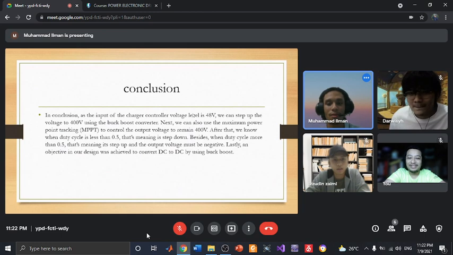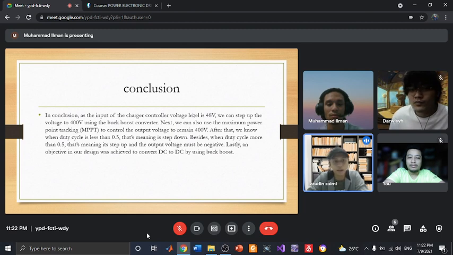Okay, in conclusion, as the input of the charge controller voltage level is 48 volt, we can step up the voltage to 400 volt using the buck boost converter. Using the buck boost converter, we can also use the maximum power point tracking, MPPT, to control the output voltage to remain 400 volt. After that, we know that when the duty cycle is less than 0.5, it means step down. Besides, when the duty cycle is more than 0.5, it means step up and the output voltage must be negative.